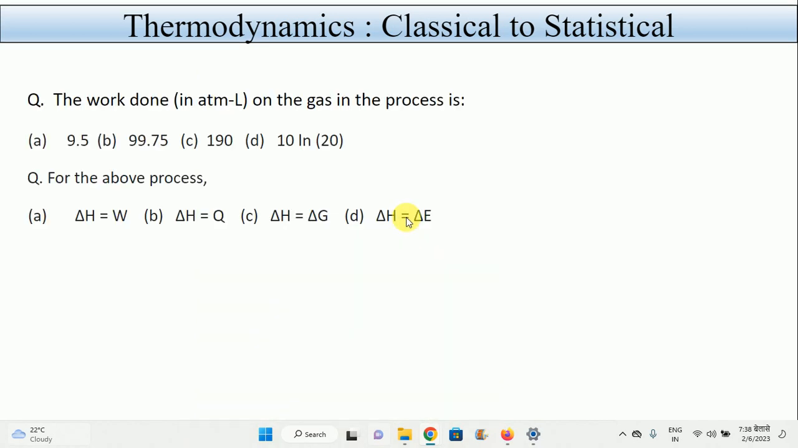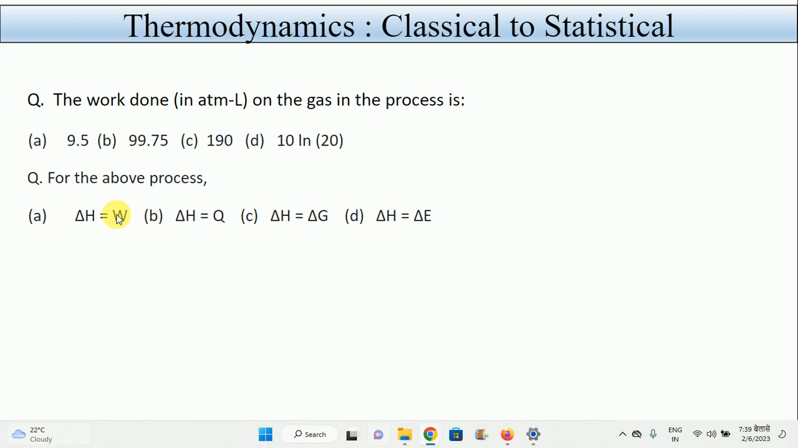The next question in the same graph is saying that for the above process, delta H is equal to W, work done; delta H is equal to heat; delta H is equal to delta G, that is Gibbs free energy; delta H is equal to delta E, that delta E is same as delta U. So this is internal energy only, this is enthalpy, this is Gibbs free energy, this is heat, and this is again work.